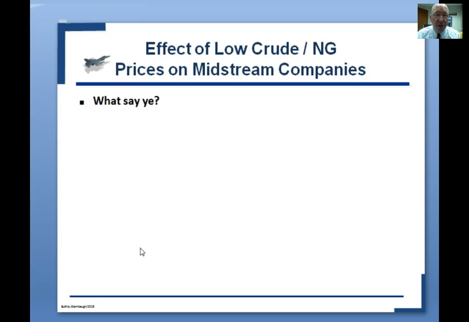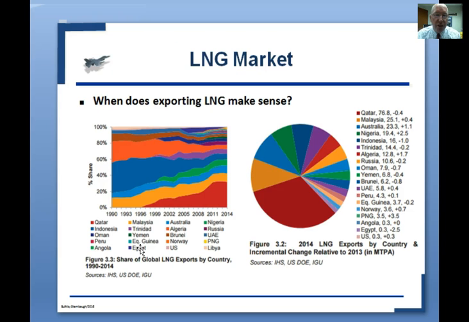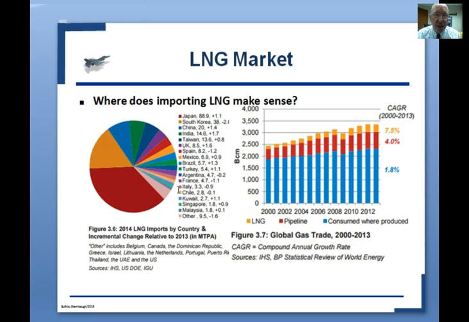Then we talked about the LNG market. So it makes sense for countries to export LNG when they have surplus gas, and it makes sense for countries to import LNG when they don't have gas within their country. So you can see that 3 countries in Asia are the biggest importers of natural gas: Japan, South Korea, and China, and that's India. So these are the big natural gas markets because they don't have, in the case of these 2 countries, any domestic supplies.